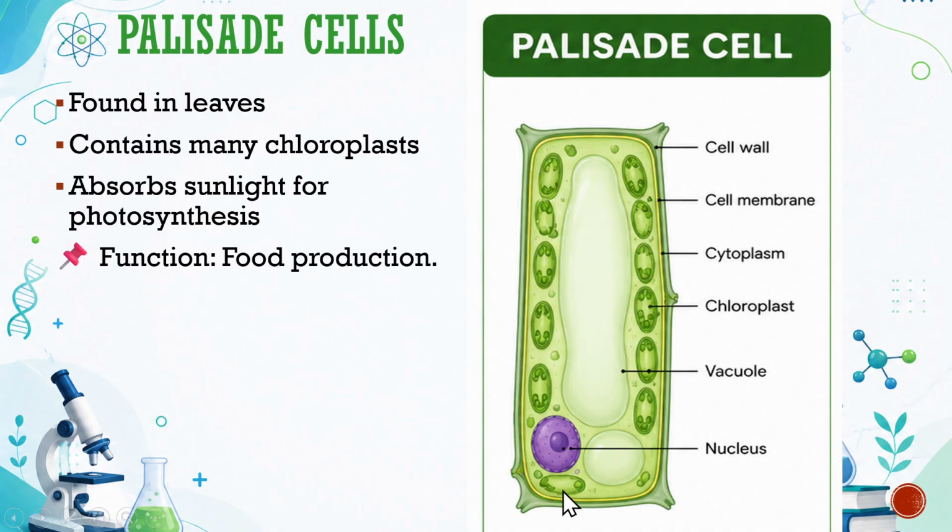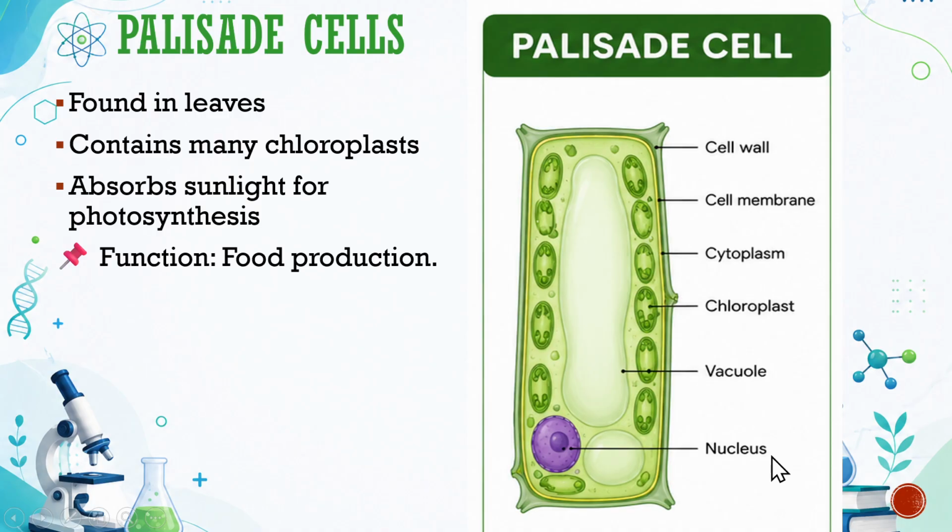So these cells are specialized to absorb sunlight for photosynthesis, and with the help of the chlorophyll within the chloroplast, they prepare food for the plant so that the plant can stay alive by getting energy from the food generated by photosynthesis. The sunlight is absorbed by the chloroplast and chlorophyll, and the chlorophyll generates food energy for the plant cell, keeping the plant alive. So that is the palisade cell.